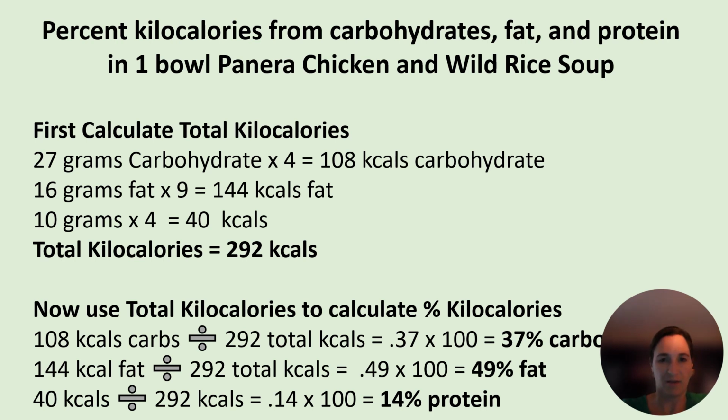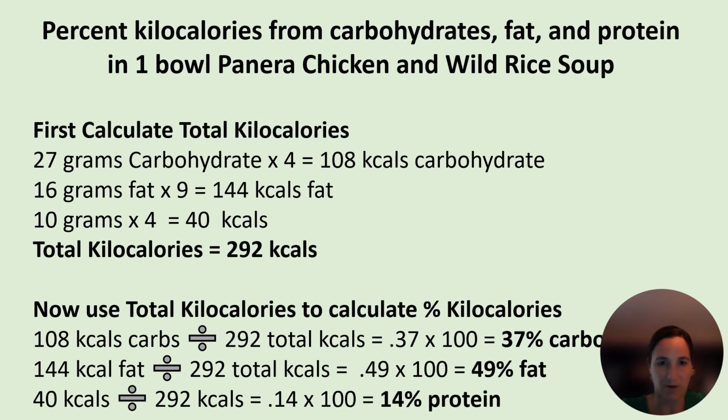Now, if we want to do that second equation, where we take the kilocalories and calculate percent kilocalories, what we do is we take these numbers up here. So we know we have 108 kilocalories from carbohydrates, and we divide that by the total number of kilocalories, which is 292. So what percentage of our kilocalories come from carbohydrates? 0.37. We multiply that by 100 to get a percentage, and you can see that 37% of our calories come from carbohydrates.